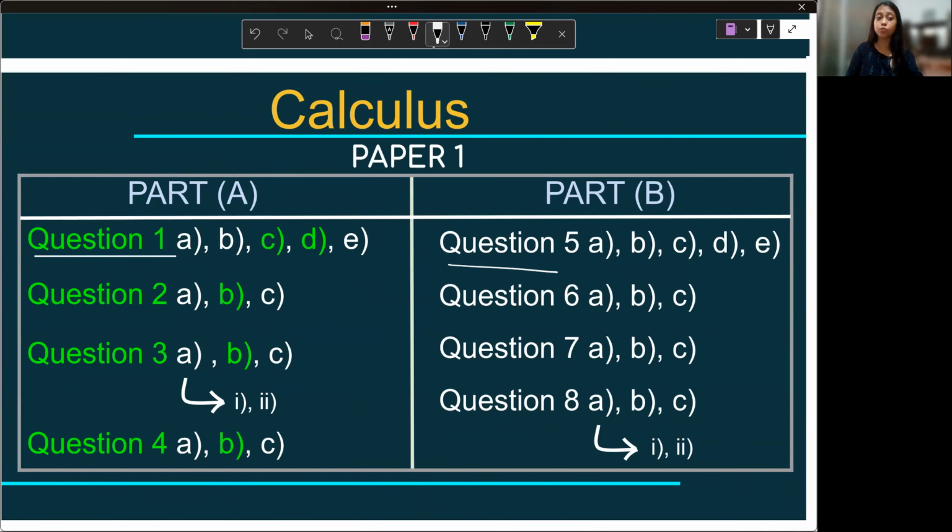So I have highlighted here the portions which were in your calculus portion. From question number 1, you can see 2 questions are from calculus. That means you need to attempt that. These are mandatory questions. Other than that, question number 2B, 3B, and 4B. So these are all the questions. So let's start.